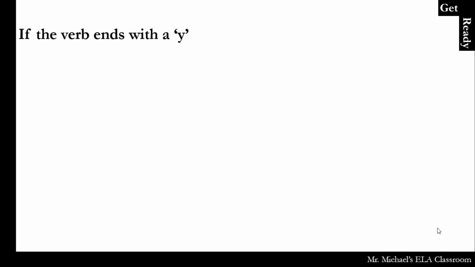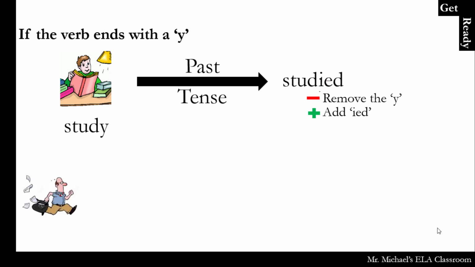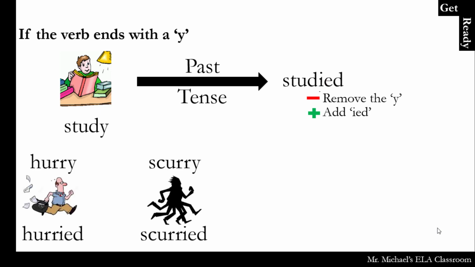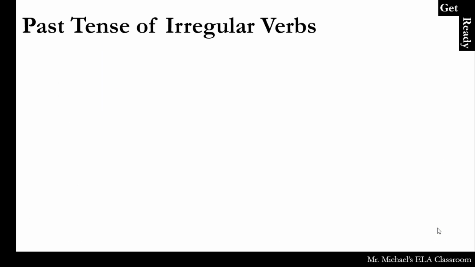If the verb ends with a y, like study, in the past tense, we remove the y, and then we add ied. So study becomes studied. Hurry, hurried. Scurry, scurried. Cry, cried. And reply, replied. So these are the three rules that I think will help you.